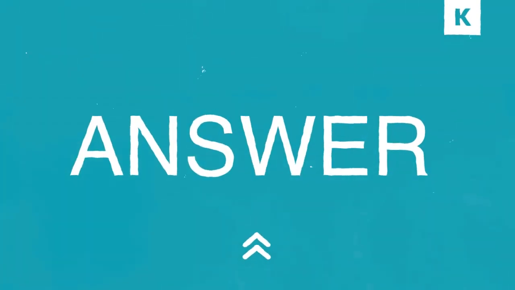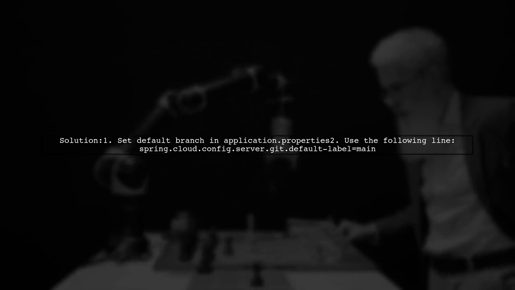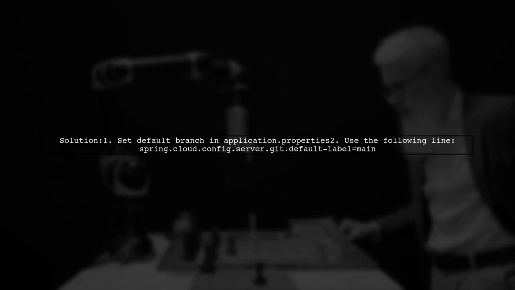Let's now look at a user-suggested answer. To resolve the issue of not locating the property source in Spring Boot, you need to set the default branch for your GitHub URI in the config server.